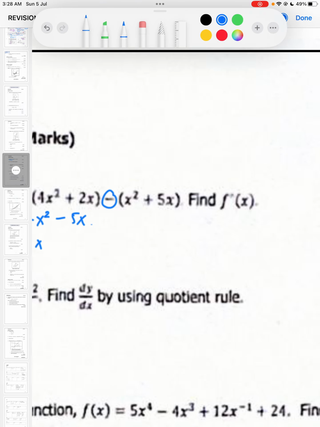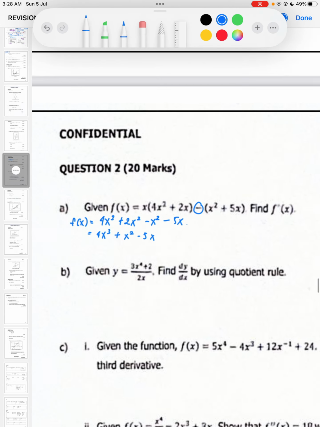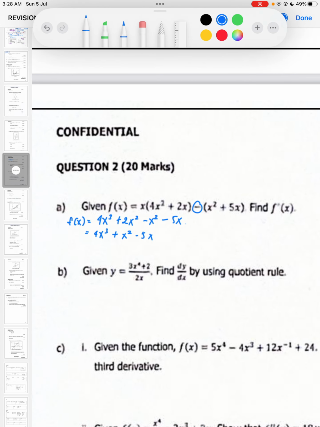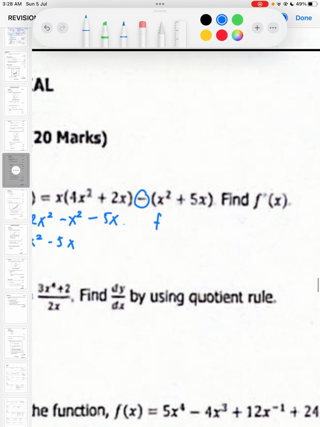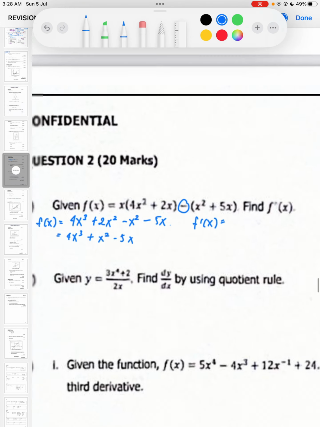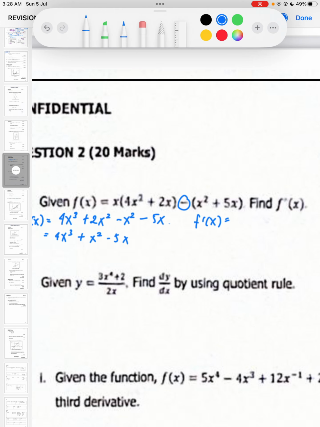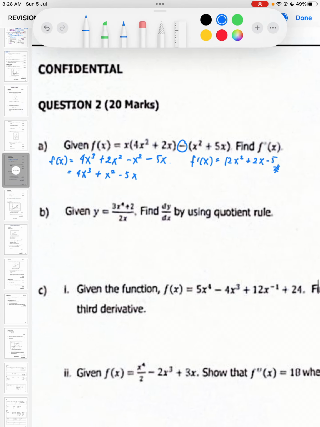Now let's find f prime x. Okay, let's see, f prime x is going to be 12x squared plus 2x minus 5. So that is the answer for A.